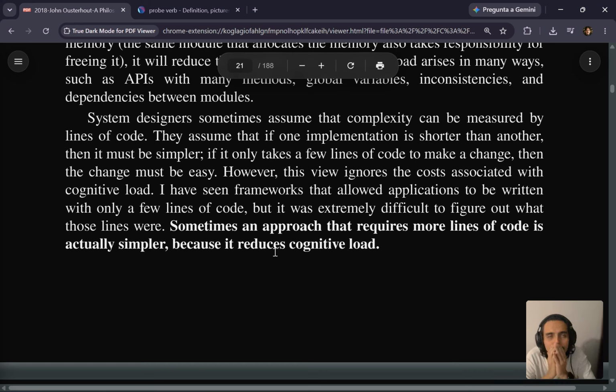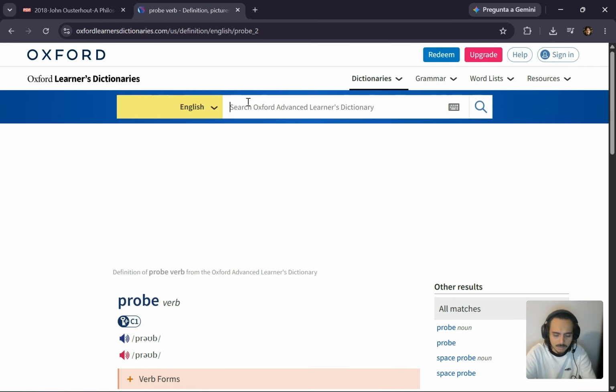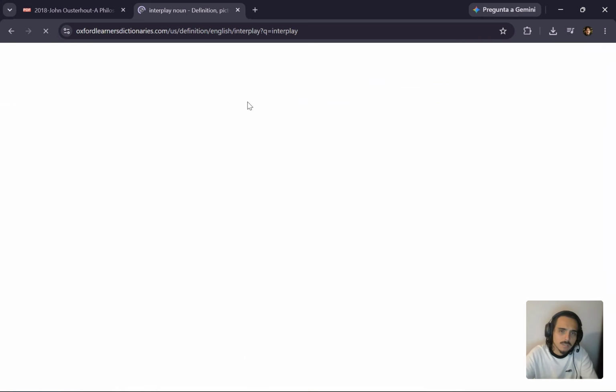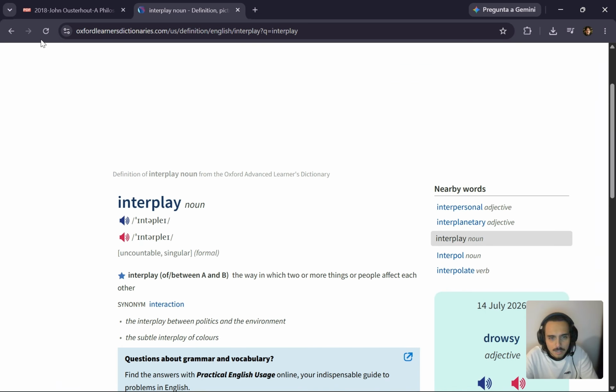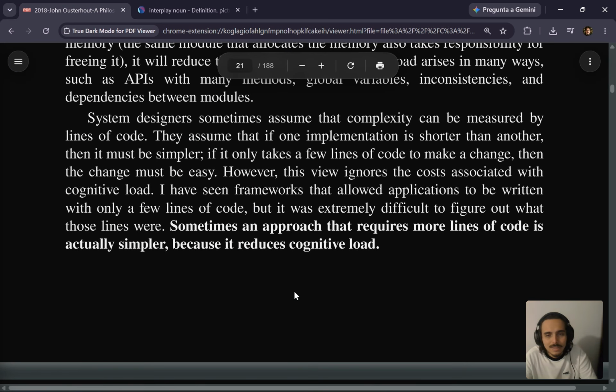Yeah, so that, it's the word, an interplay. Let's see, interplay. Yes, exactly that word. So there is an interplay between lines of code. Now I don't know if it is an interplay. Wait, let me think about this.